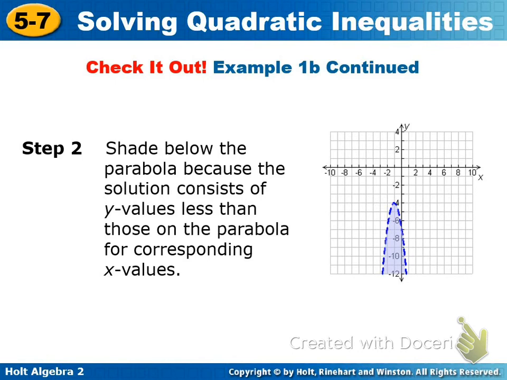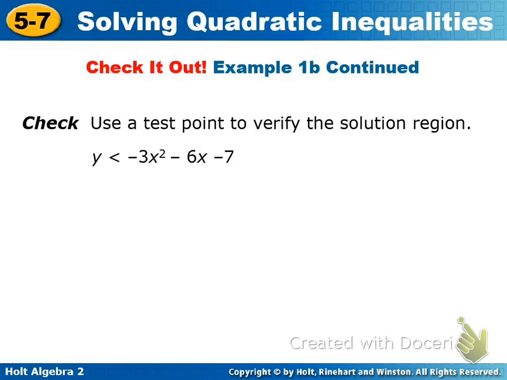And then the next thing we have to do is a test point. So I'm going to choose a point here. I'm going to choose this point right here, which is (negative 2, negative 10). So since I picked a point that's in my shaded area, when I sub this into my inequality, I must get a true inequality. So let's take a look. So here we're going to verify.